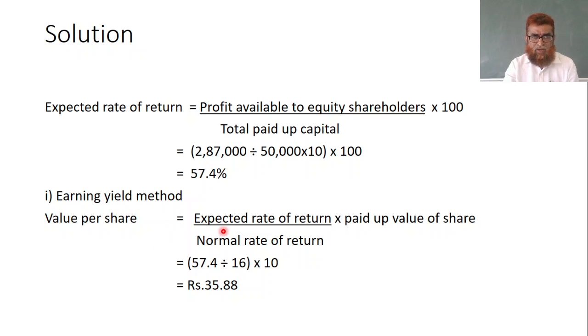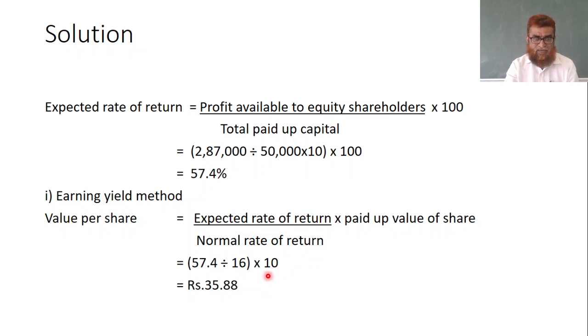Earning yield method formula is value per share is equal to expected rate of return divided by normal rate of return into paid up value of share. This is the formula we have used in the last problem. So here 57.4 is the expected rate of return divided by normal rate of return given in the problem, 16%, into paid up value of equity share.